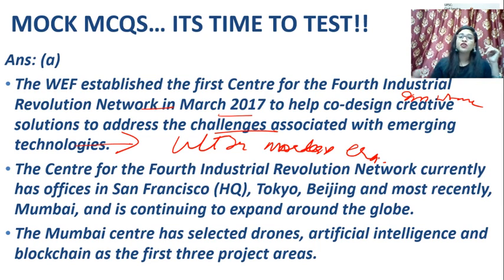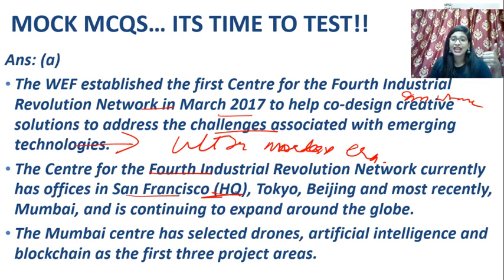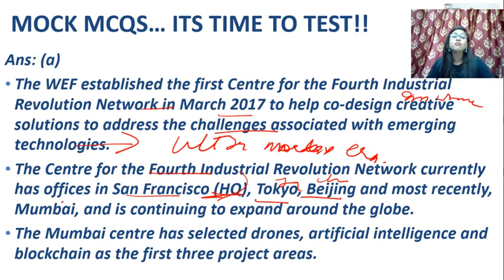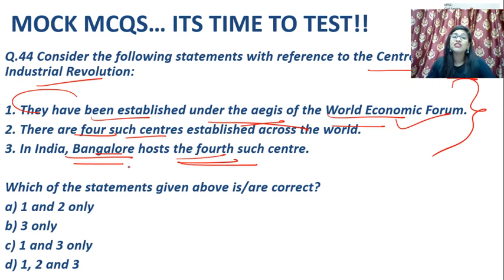Okay. Now, if you see the Center for the Fourth Industrial Revolution Network, currently it has its offices where, guys? It has its offices in different places. One is in San Francisco. Okay, that is the headquarters, guys. And then after that you have one in Tokyo, that is in Japan. Then you have one in Beijing, that is in China, and most recently you have it in Mumbai. In India, it is in Mumbai, guys. It is not in Bengaluru. In your question, it was given as Bengaluru. That is why the third statement was wrong. Okay. In India, it is Mumbai.